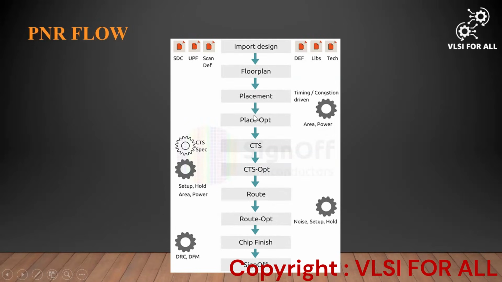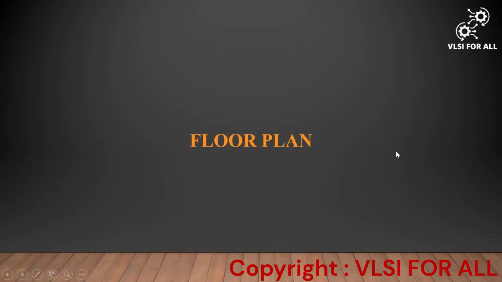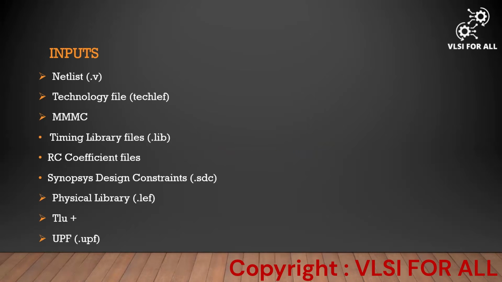All these flow stages will be discussed one by one. In the floor plan, what are the inputs which we are providing? One is a netlist. Whatever outputs we get after synthesis will be taken as inputs for the floor plan. That is the netlist. Another is the technology file, tech LEF, and MMMC file. In the MMMC file, we have .lib, RC coefficient files, SDC, the Synopsys design constraint file, physical library, which means .lef, and the TLU plus and UPF.